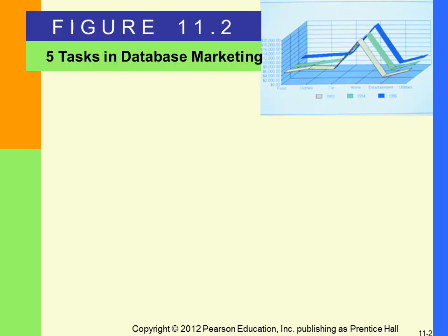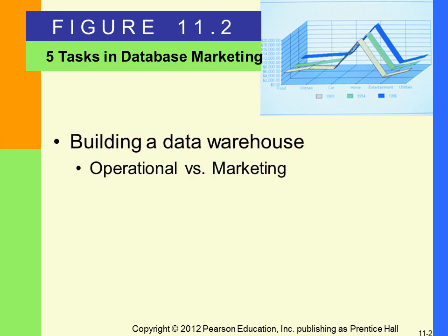So the 5 tasks that it will take for us to build a really good database: we need to first start with a data warehouse, which is simply creating the database itself. So it's collecting the information that's going to go into the database, because the database is made up of consumers and various types of information that are related to those consumers.